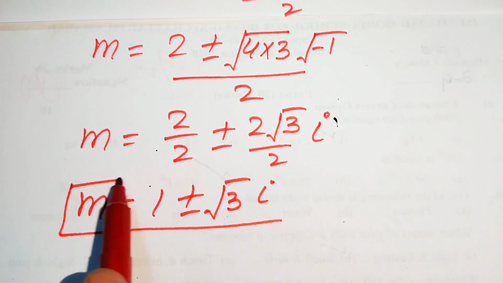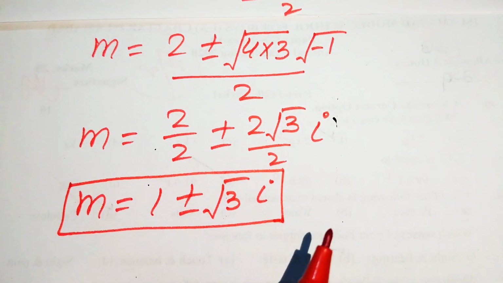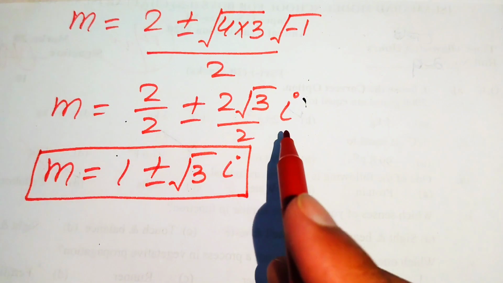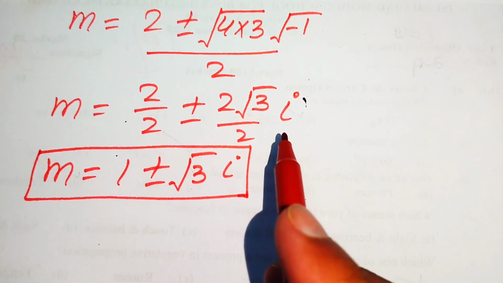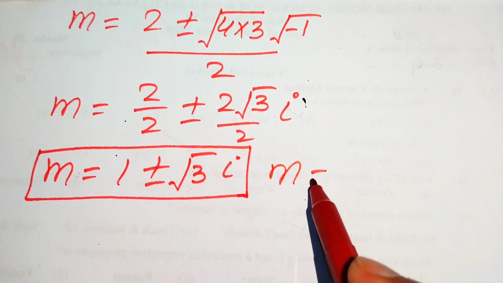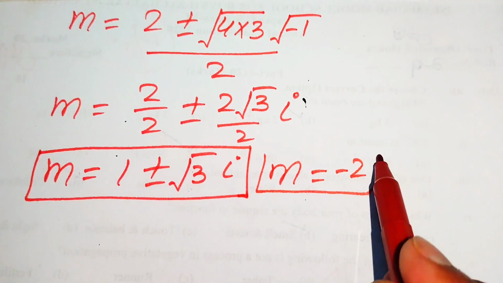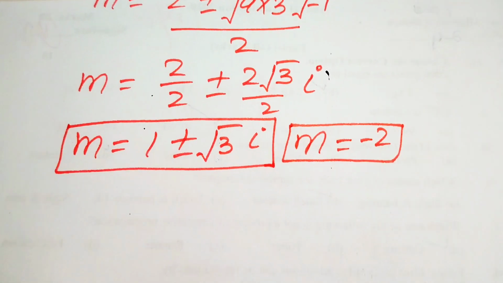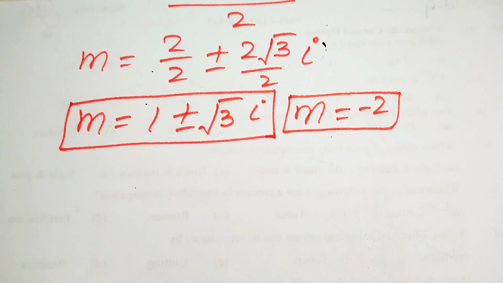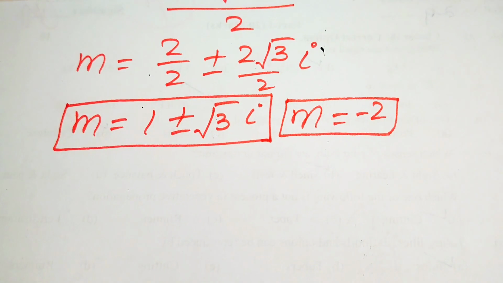So these are the two complex roots of the given equation which we get from the second case, and from the second case we get the real root m equals minus 2. So these are the three roots from the second case, and finally we get here the total six roots of the given equation, and this is the final answer.